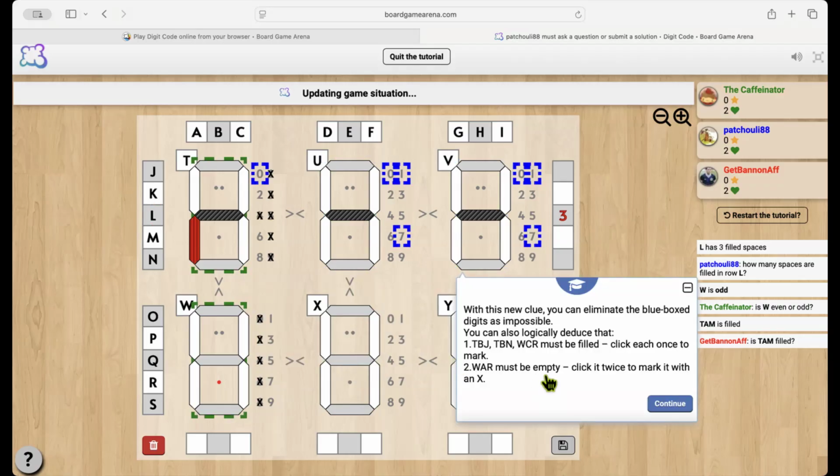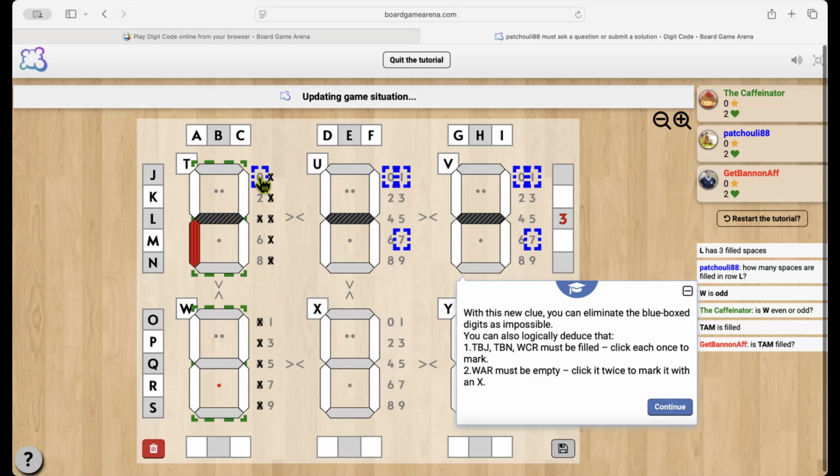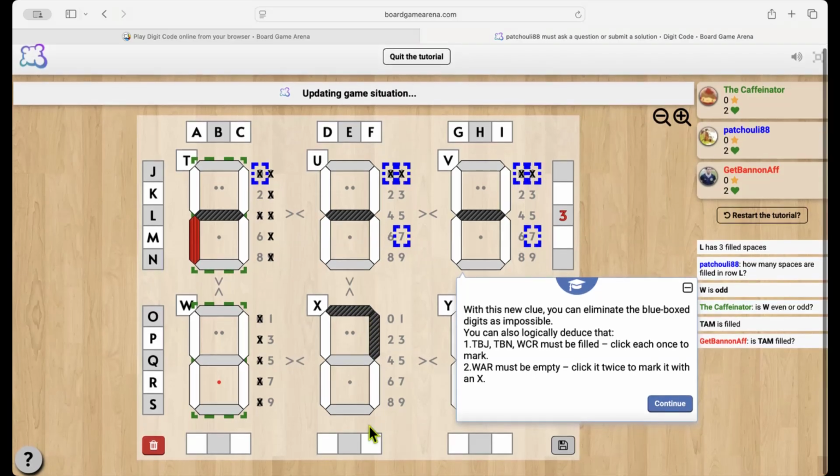With this new clue, you can eliminate the blue box digits as impossible. It can't be 0 because this has a line in the middle. This one cannot be 0, this one cannot be 0. It can't be 1, because 1 would just look like this. And this cannot be 7, because 7 would look like this. It has nothing in the middle. So we'll cross these out. Continue.